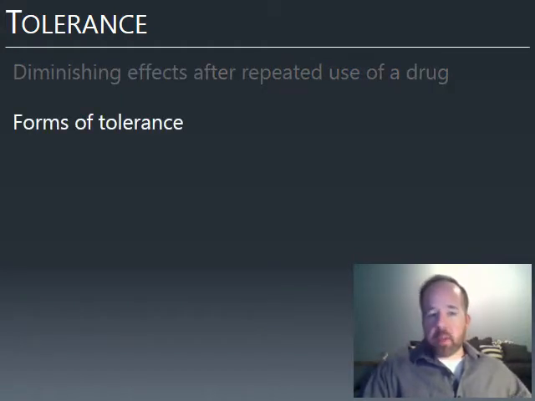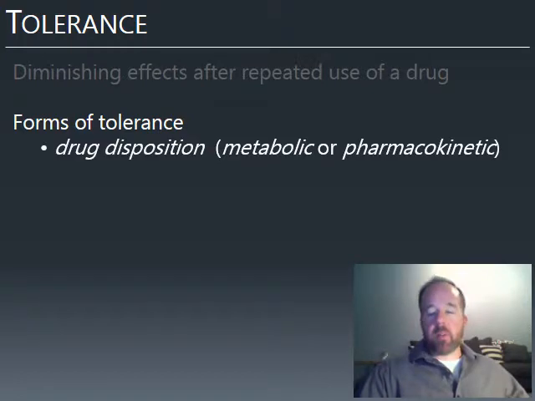And so tolerance comes in a variety of forms. One of them is what's called drug disposition tolerance, otherwise known as metabolic tolerance or pharmacokinetic tolerance. And what that means is that the drug, for example, gets broken down more easily. So the liver starts making more enzyme that breaks the drug down, and so the drug is cleared from the system more quickly.